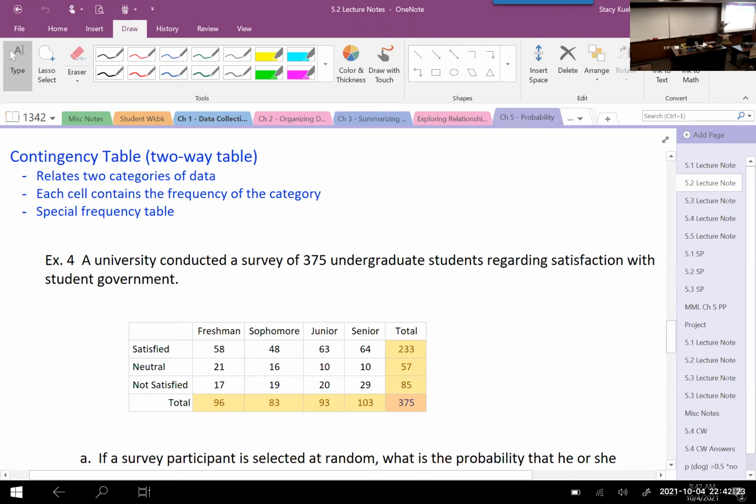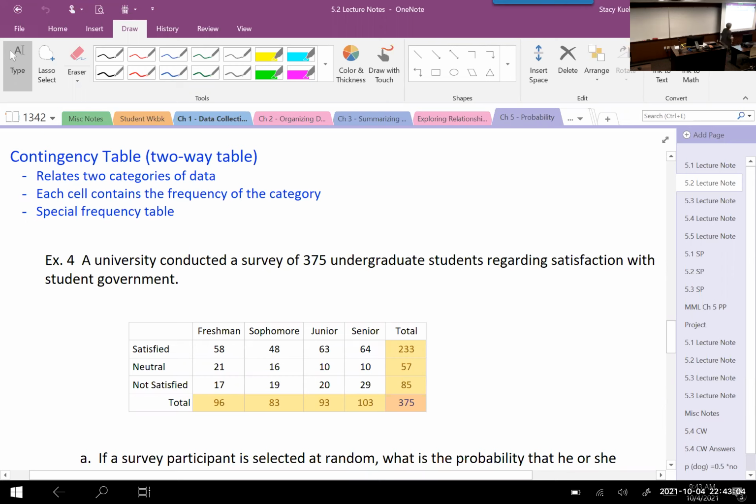If I go through and add up all of the columns and all of the rows, you can see that each of those is summed in what we call a margin. The marginal distribution is what we call it. Each of these values underneath the columns is the sum of how many freshmen answered. So 96 freshmen answered, 83 sophomores, and so forth. Moving to the right, for rows, we have how many total answered that they were satisfied, how many total answered that they were neutral. So we're just adding up either the rows or the columns.